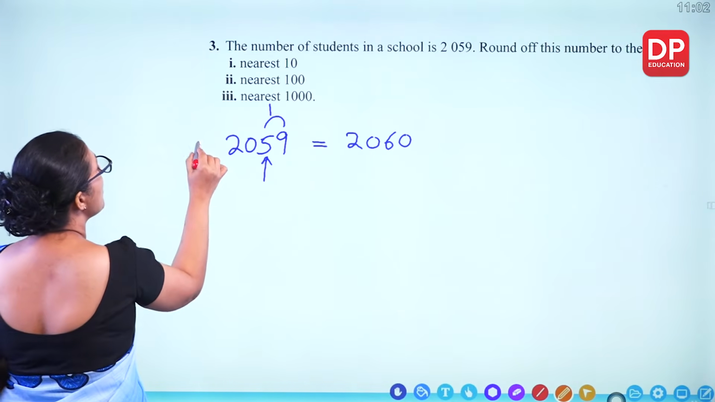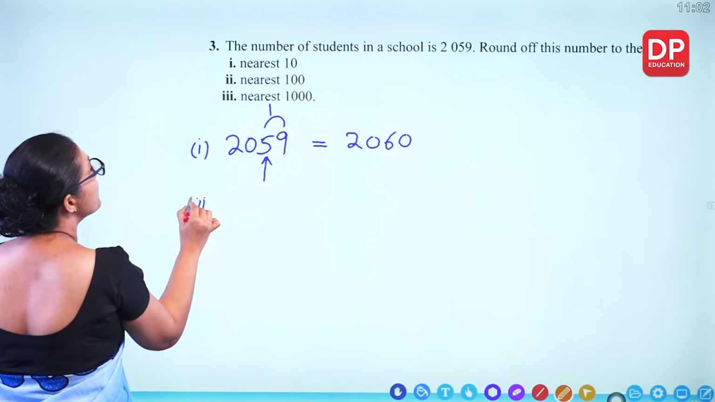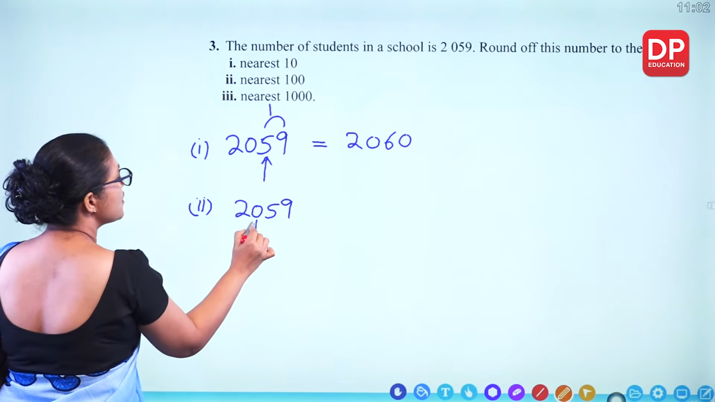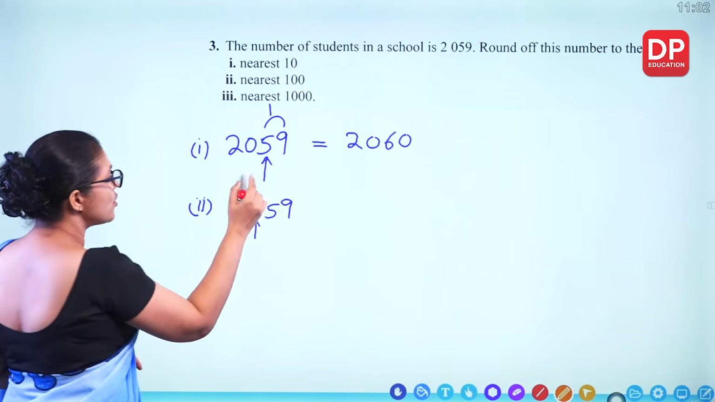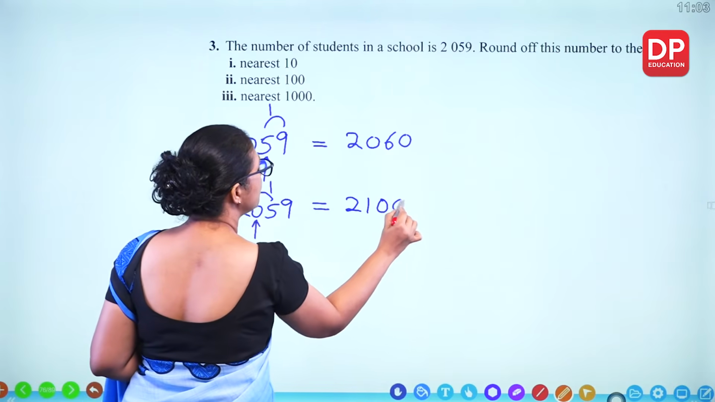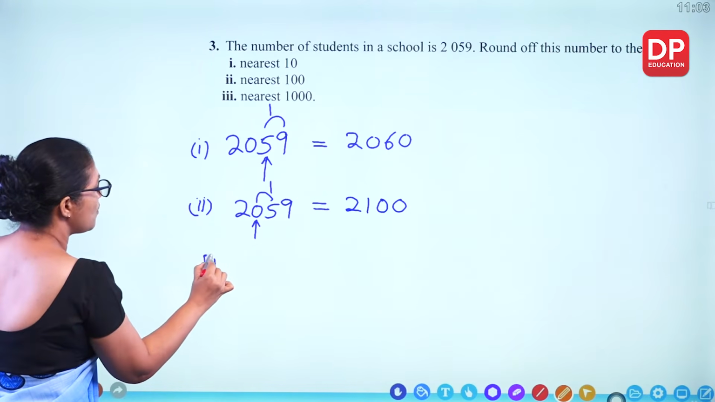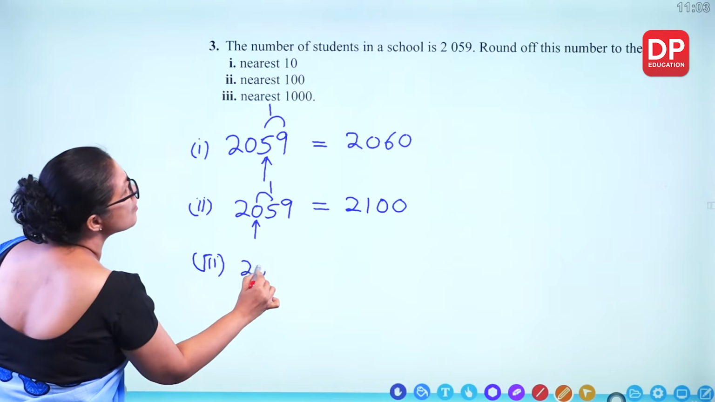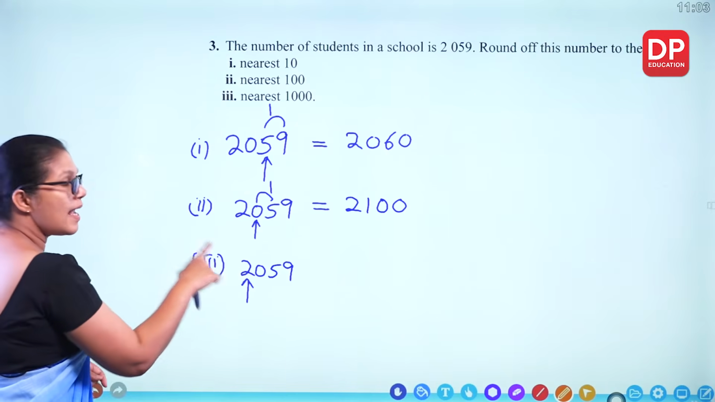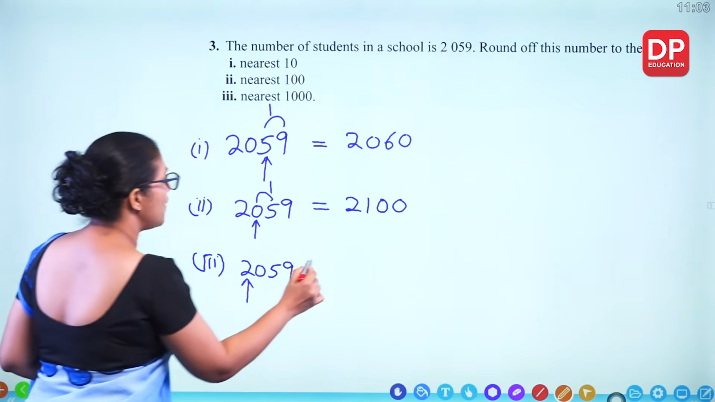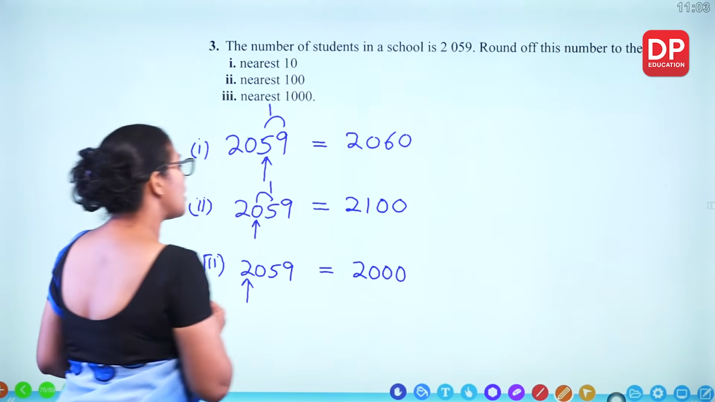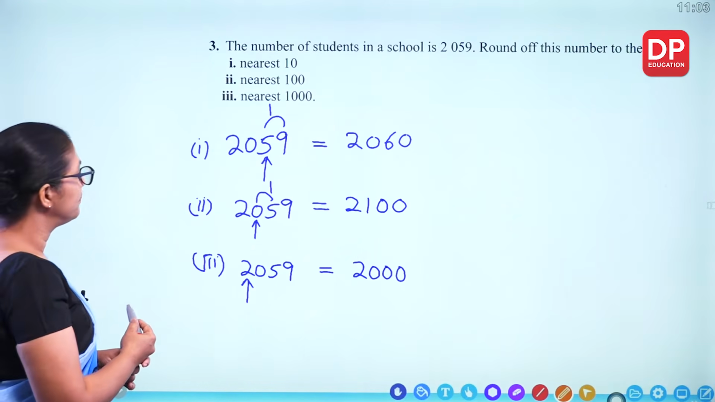Second one, nearest 100. Hundreds place is there. That means add 1 to the previous one. So you get 2100. Third one, 2059 for 1000 place. This is the 1000 place and 0 is there, less than 5, you don't add. So 2000. So 2000 is the answer.